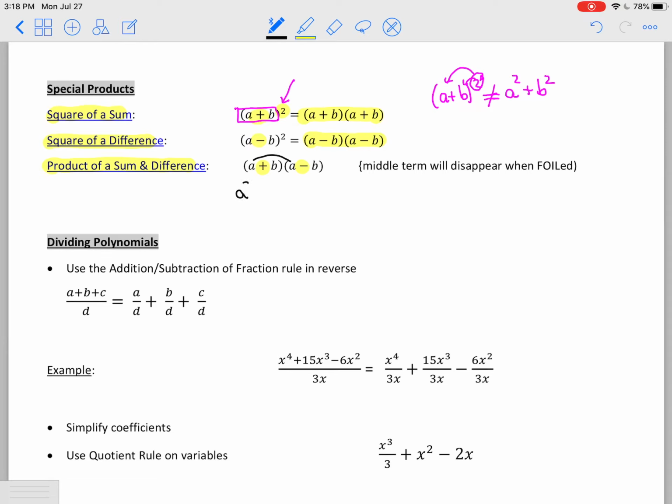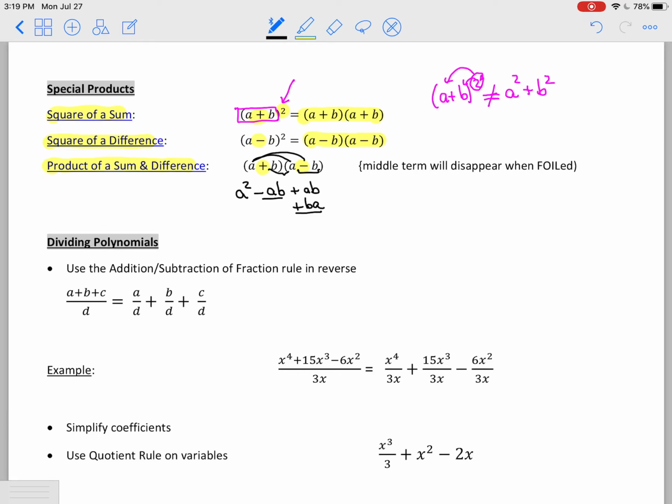A times a is going to give us a squared. A times a negative b is going to be a minus ab. Now we're going to take this b and multiply that, so b times a. Now here, the thing is, guys, is that we would like to use our commutative property here. I could have listed plus ba, but if I do that, do you see that the ba and the ab kind of then look like different terms?